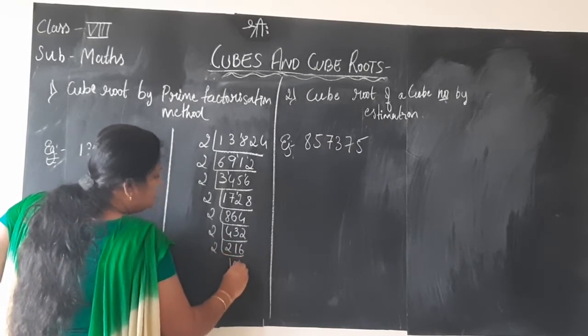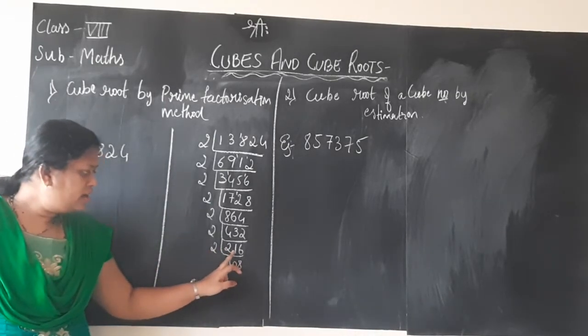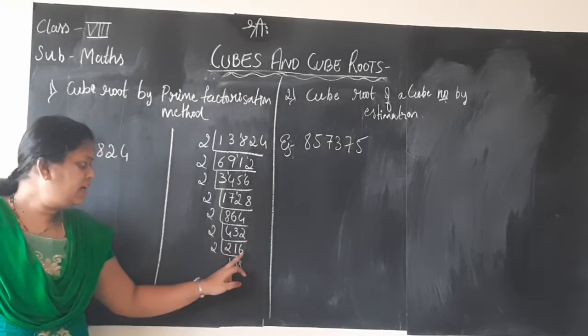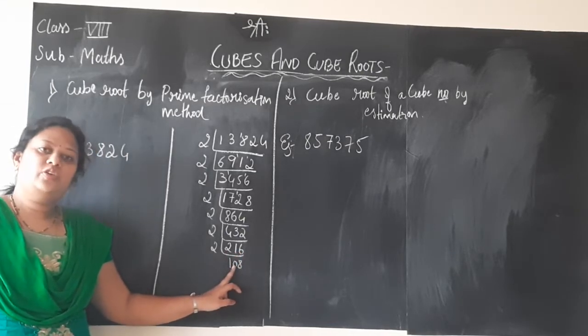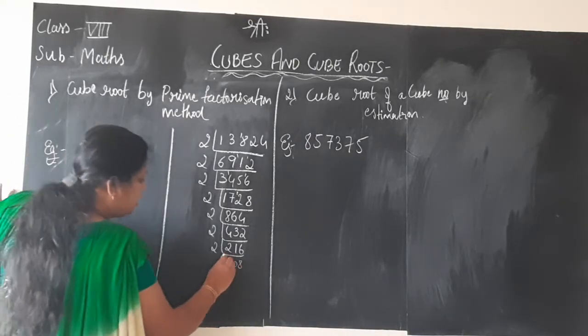2 1s are 2, 0 8s are 0. Why 0 8, children? 2 1s are 2, over. Now 1 is not divisible, so I should take the next digit, 16, also. When you are taking 2 digits at a time, just put 0, and then 16 goes 8 times. So I should write like that.